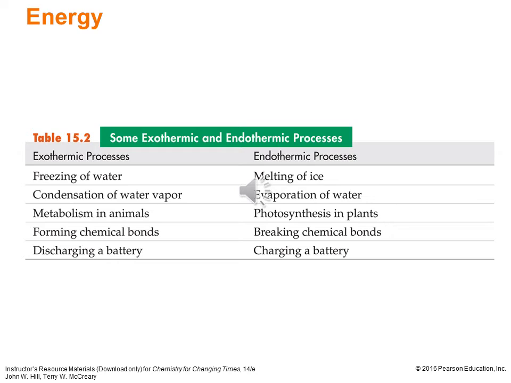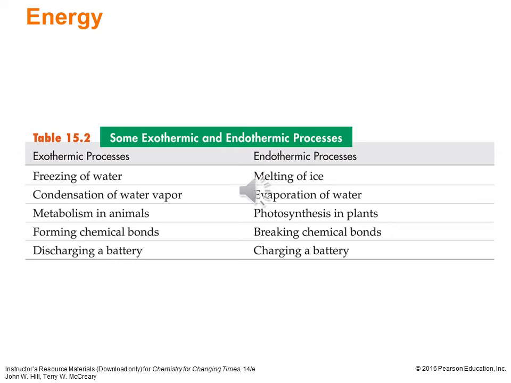There's also condensation of water vapor, which is why you would be better off getting burned by hot water than steam. The steam not only has a high temperature, but also will release a lot of heat on condensation. Metabolism in animals is a little easier to see as an exothermic process. Forming chemical bonds, hopefully, is an obvious exothermic process for certain reactions.